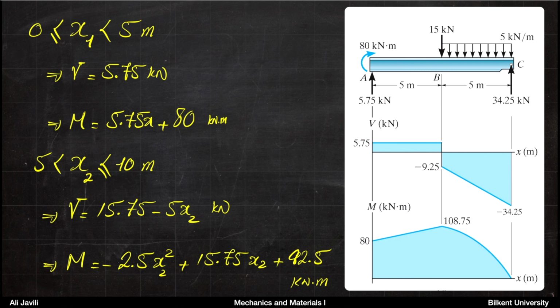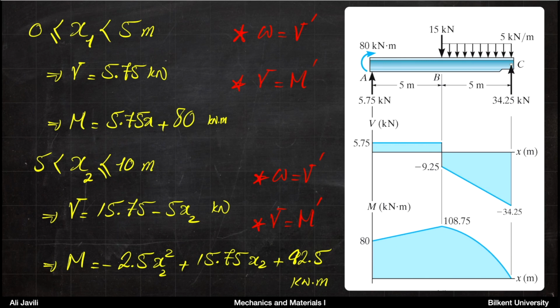Now your moment diagram is a linear distribution starting from 80, increasing because the slope of the line is positive, and then it will decrease quadratically according to this function until it comes to 0 at the end. Okay, so now you have the shear force diagram and moment diagram here.